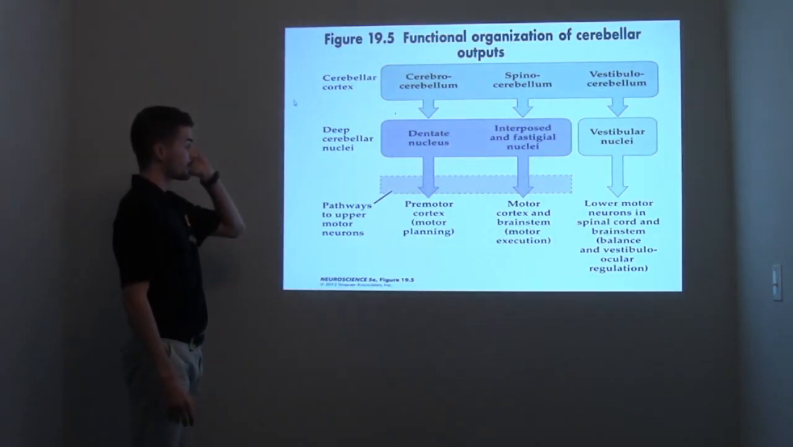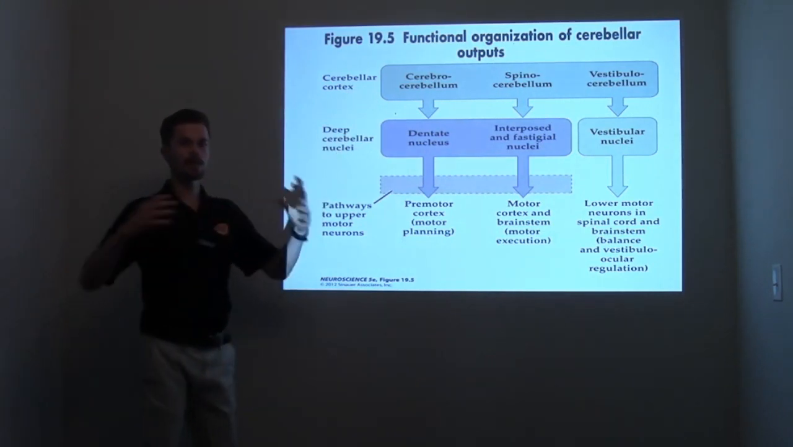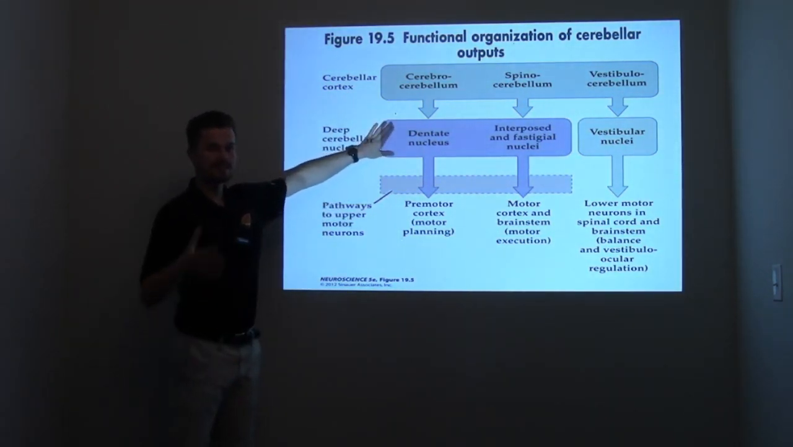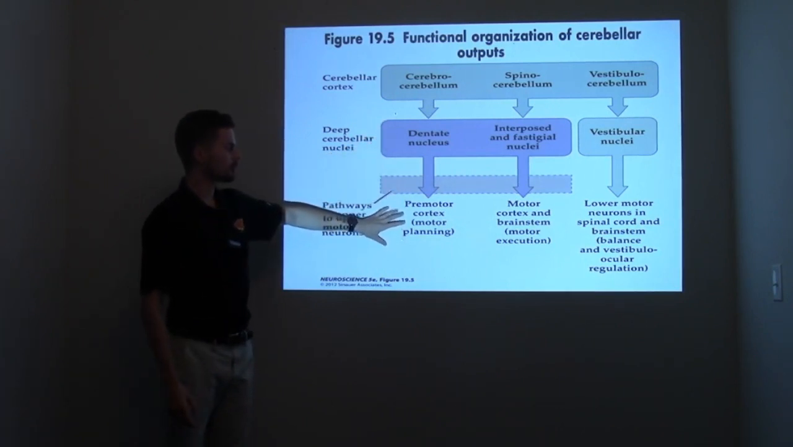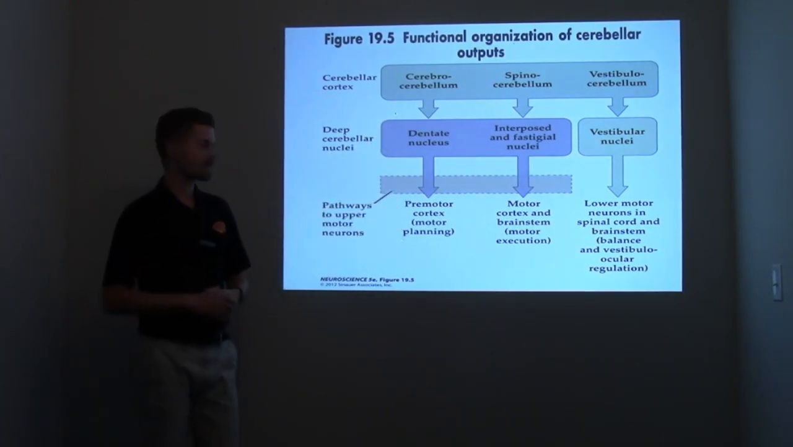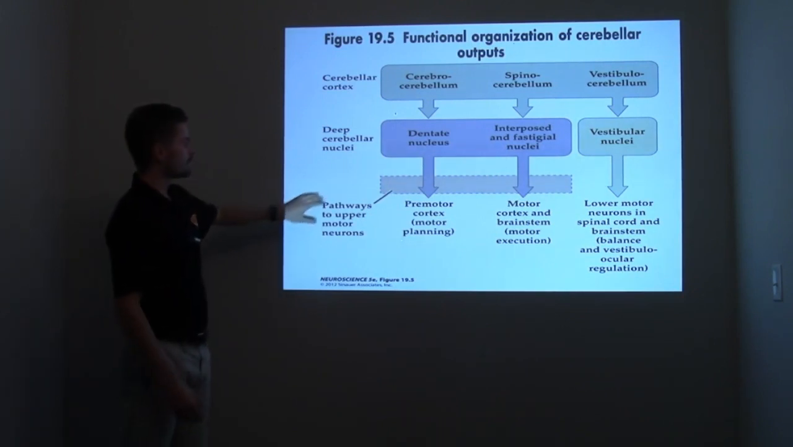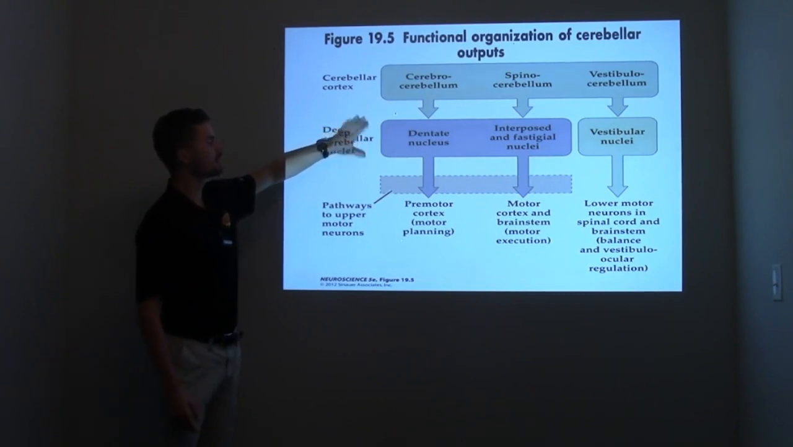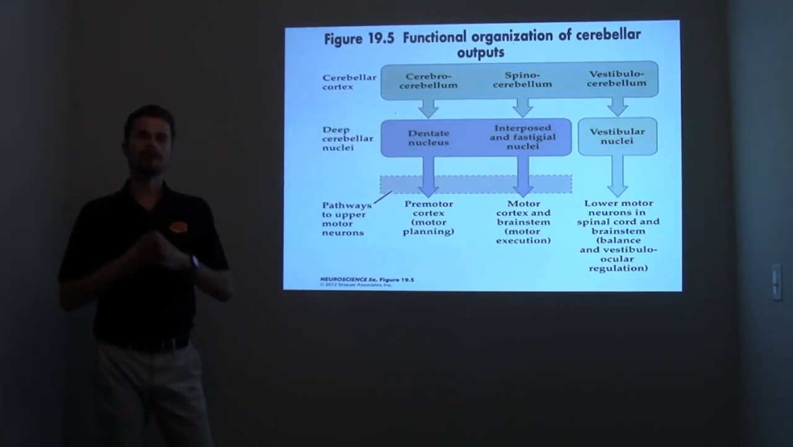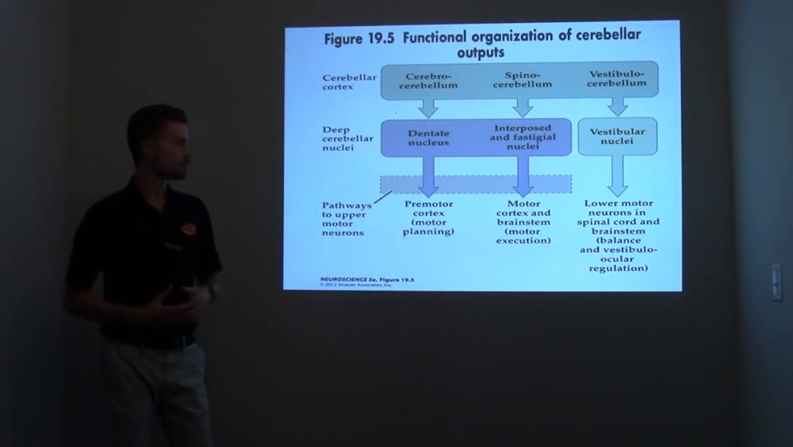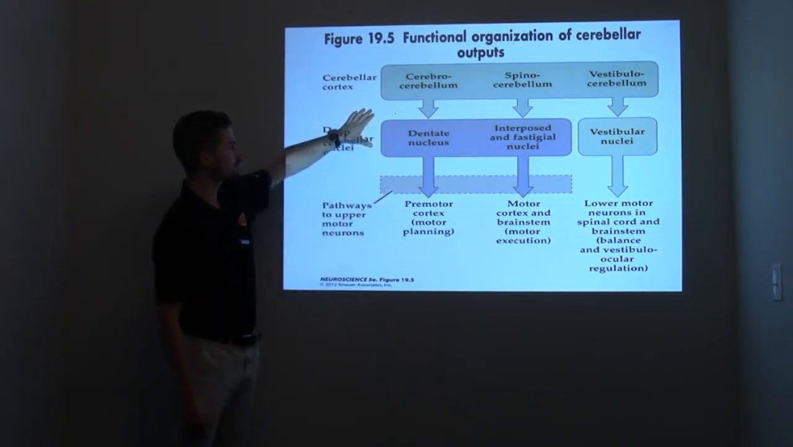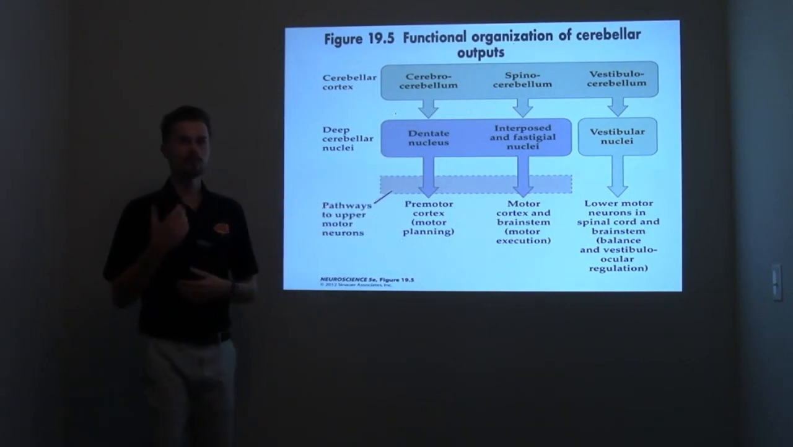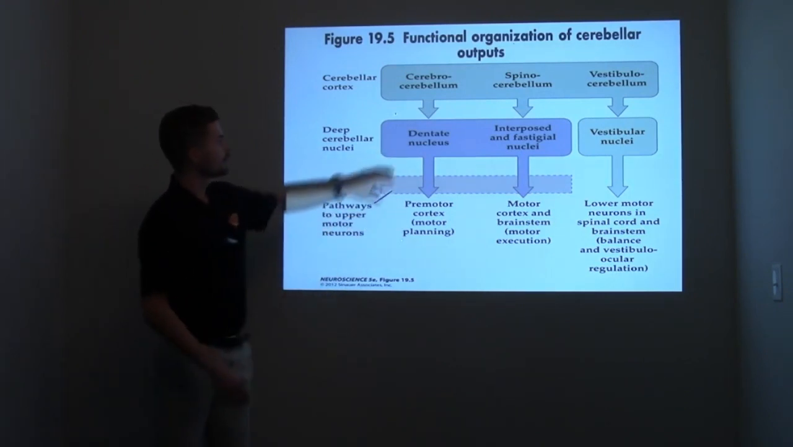So we talked about the cerebrocerebellum, the more lateral zones, the newest part of the cerebellum, and that is associated with the dentate nucleus for premotor cortex, for motor planning, like I said earlier. And these are pathways to the upper motor neurons. So like you can see, the cerebellum doesn't really have direct motor output but affects the descending pathways. Okay, so here's our cerebrocerebellum associated with the dentate nucleus, affecting the premotor cortex for motor planning.